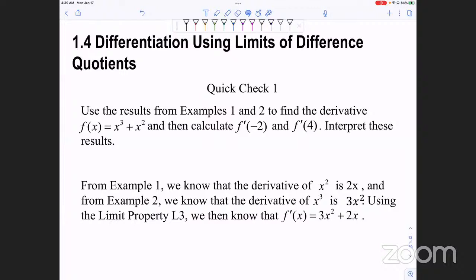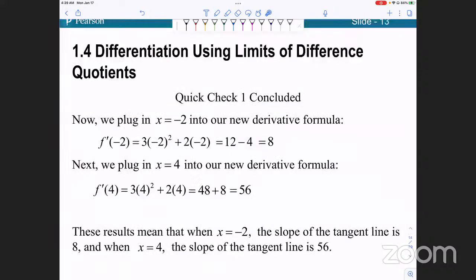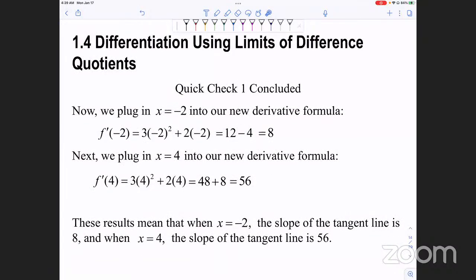So use the results from example 1 and 2 to find the derivative. From example 1, we know the derivative of x squared was 2x. From example 2, we know the derivative of x cubed was 3x squared. So using the limit property 3, we know that f prime is going to be this plus this, right? So then f prime at negative 2 is 8, and at 4 is 56. These results mean that when x is negative 2, the slope of the tangent line is 8. And when x is 4, the slope of the tangent line is 56.